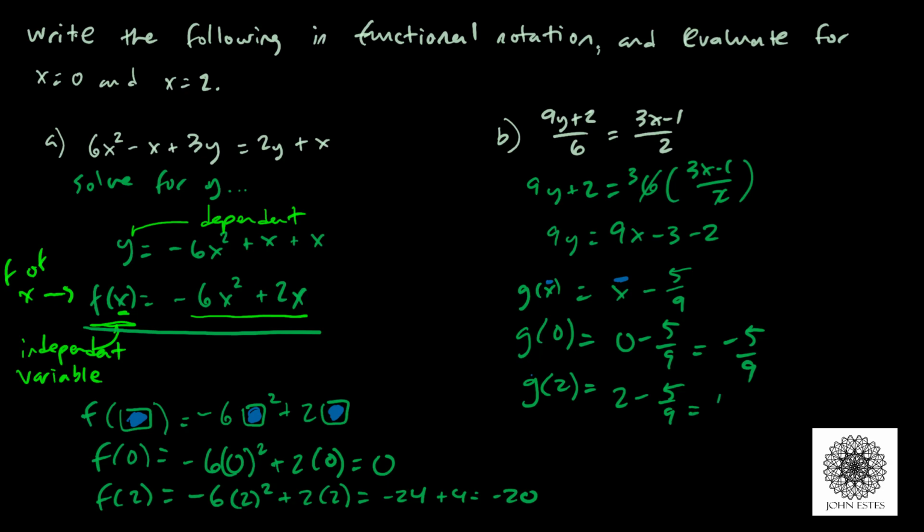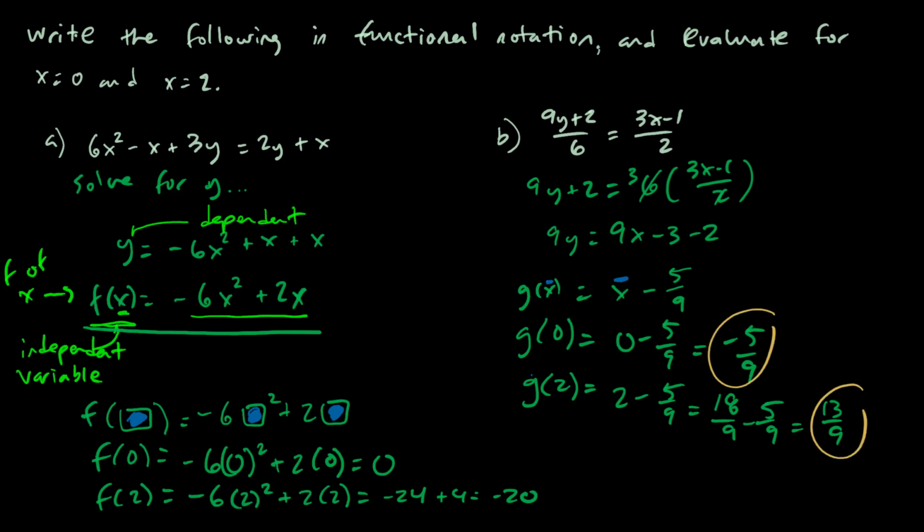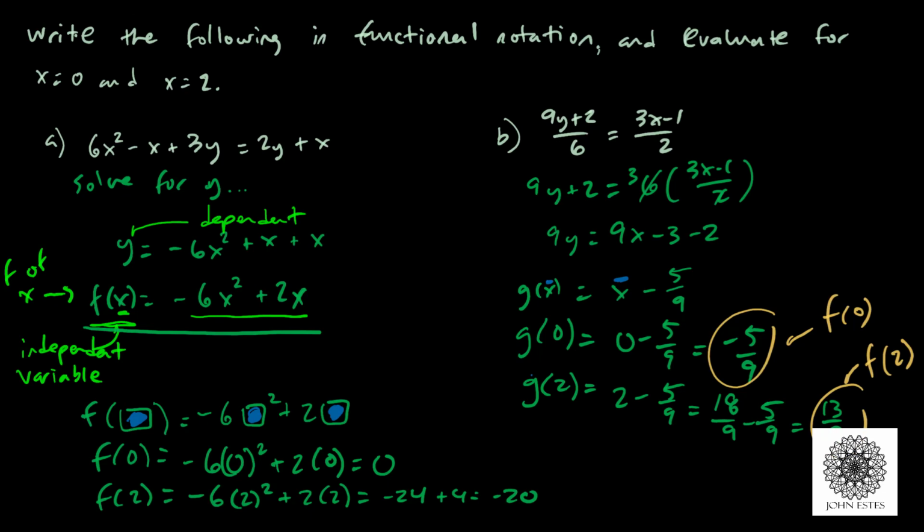2 in terms of ninths is the same as 18/9 minus 5/9. That gives me 13/9. And so there are my two function values. The negative 5/9 is what the output is when your input is 0. 13/9 is what the output is when your input is 2.